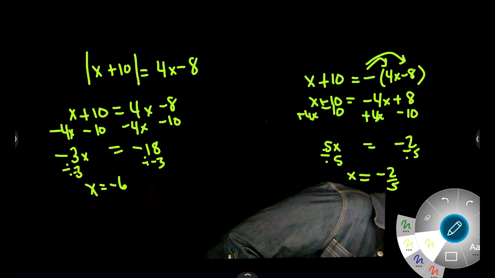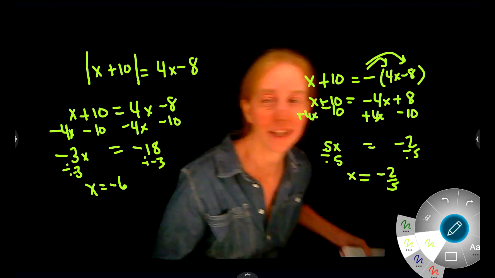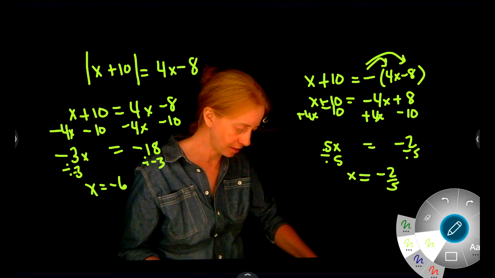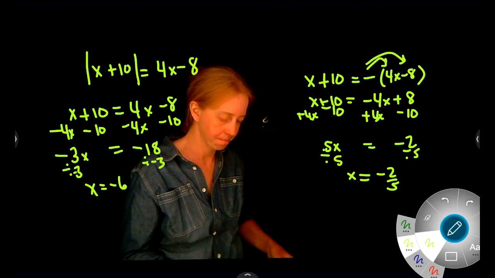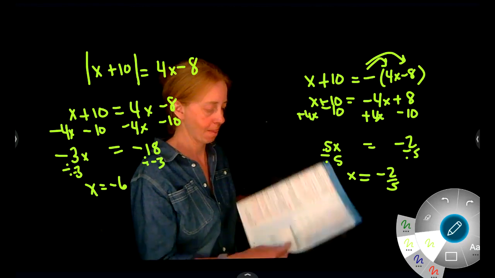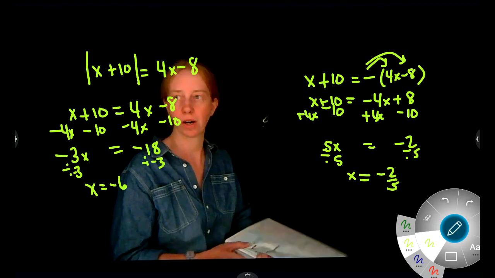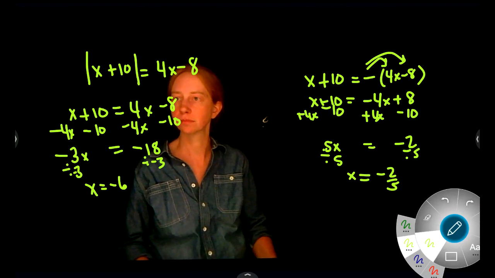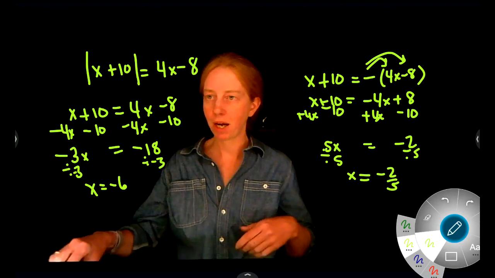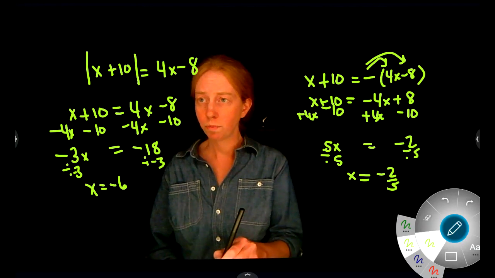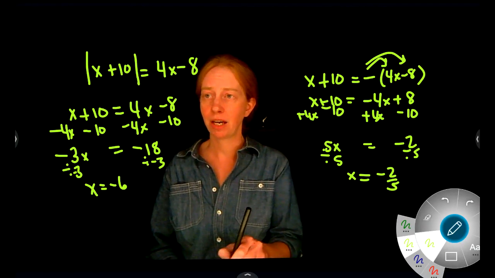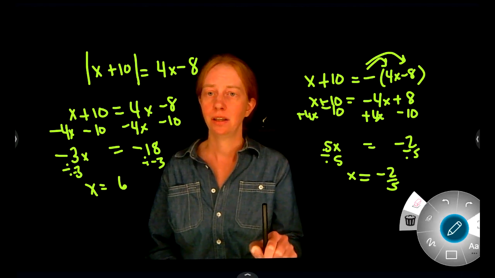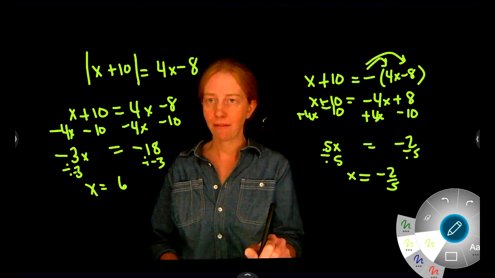All right, so with that, we have x equals negative 6, and we have x equals, just double checking before I get too far here. We don't have negative 6, we have positive 6. Look, I made a mistake. Who spotted my mistake? Negative 18 divided by negative 3, that is a positive. So negative divided by a negative is a positive. Okay, and then we have the negative 2/5.